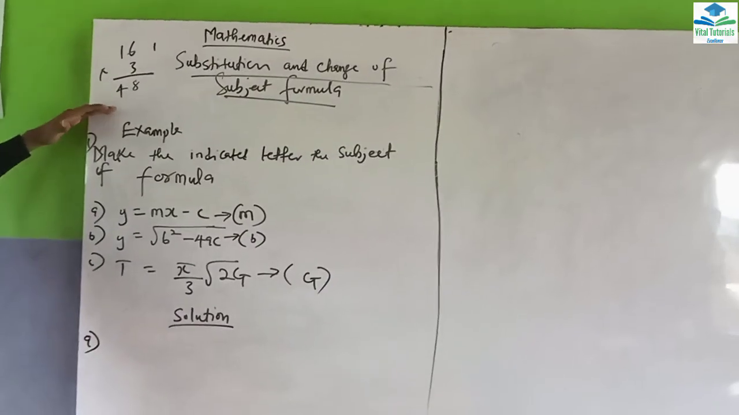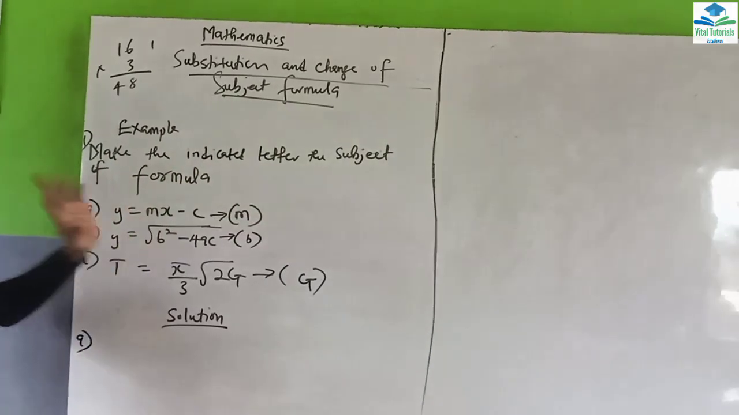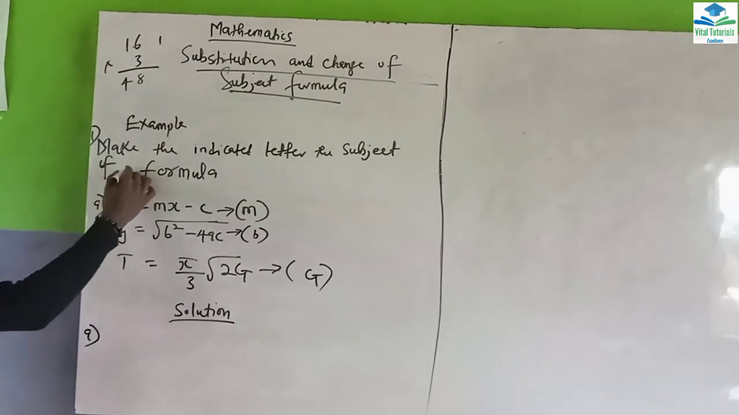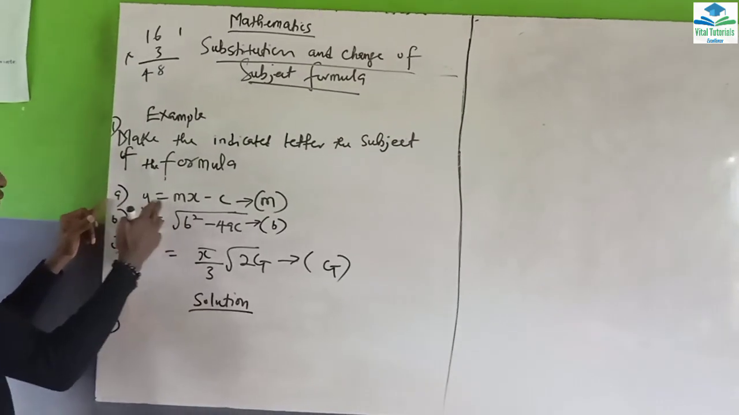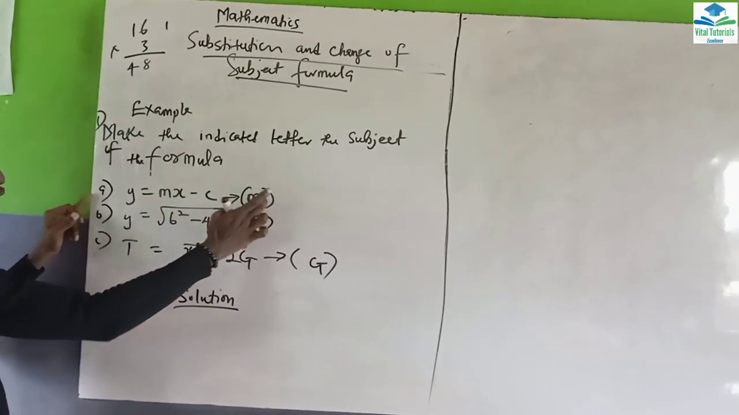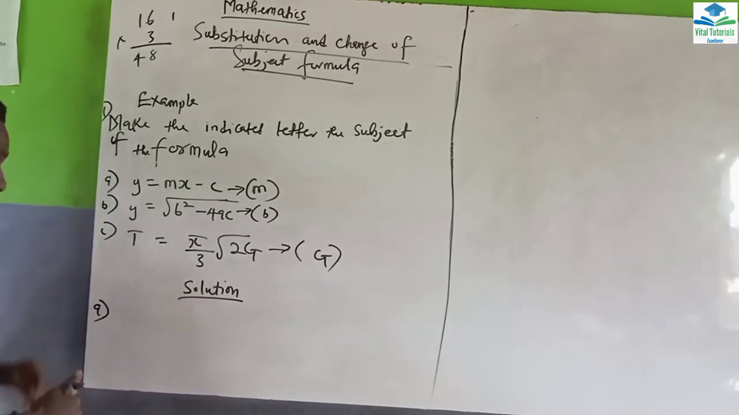Now, this example here: make the indicated letter the subject of the formula. Now you can see that in this a, you have y equals mx minus c. You should make m the subject of the formula. This one you should make b, while this one you should make g.